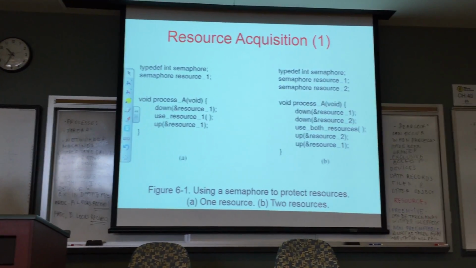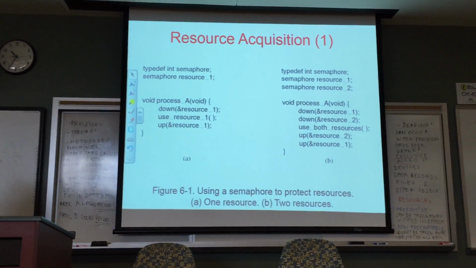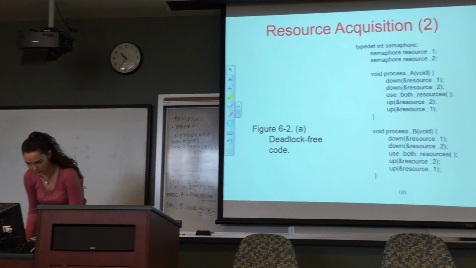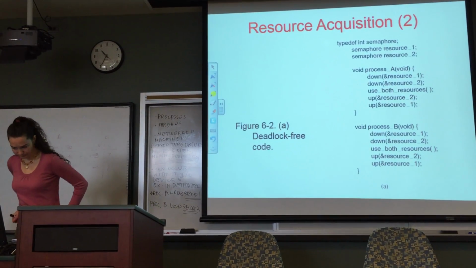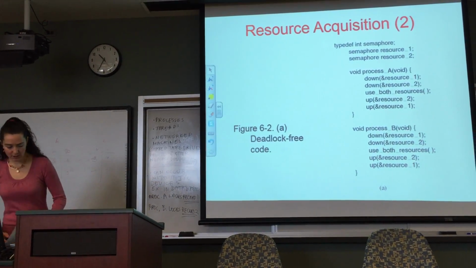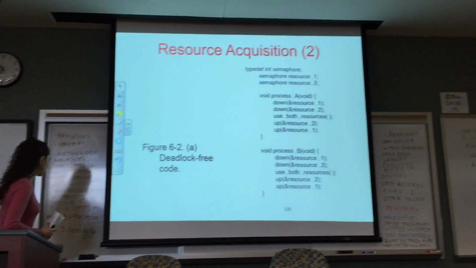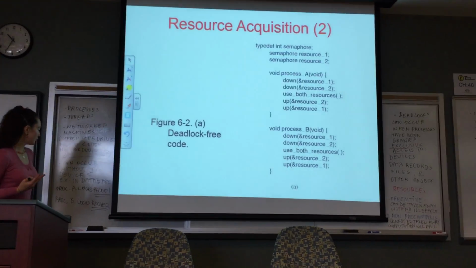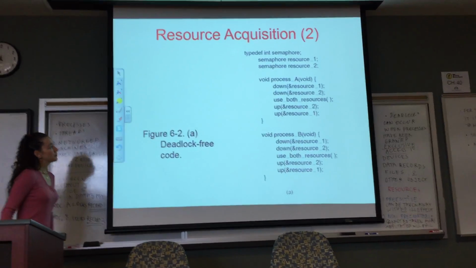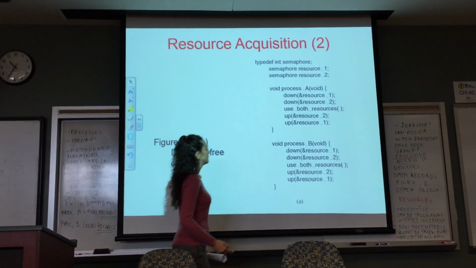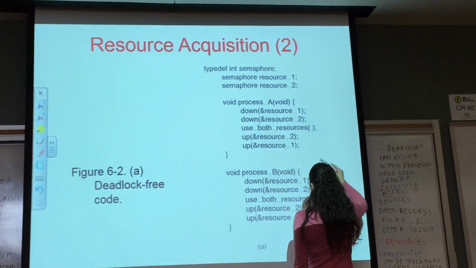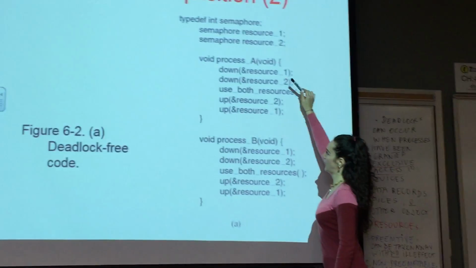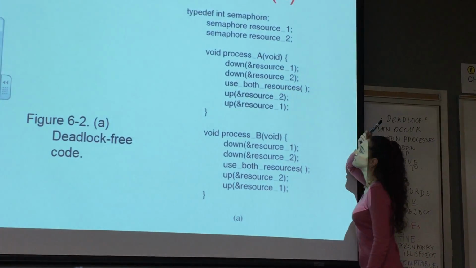Now, let's see a possible danger with this code. Let's imagine the situation with two processes. Each one needs two resources, resource 1 and resource 2. So let's say resource 1 is the scanner, and 2 is the CD recorder, and A needs them and B needs them.